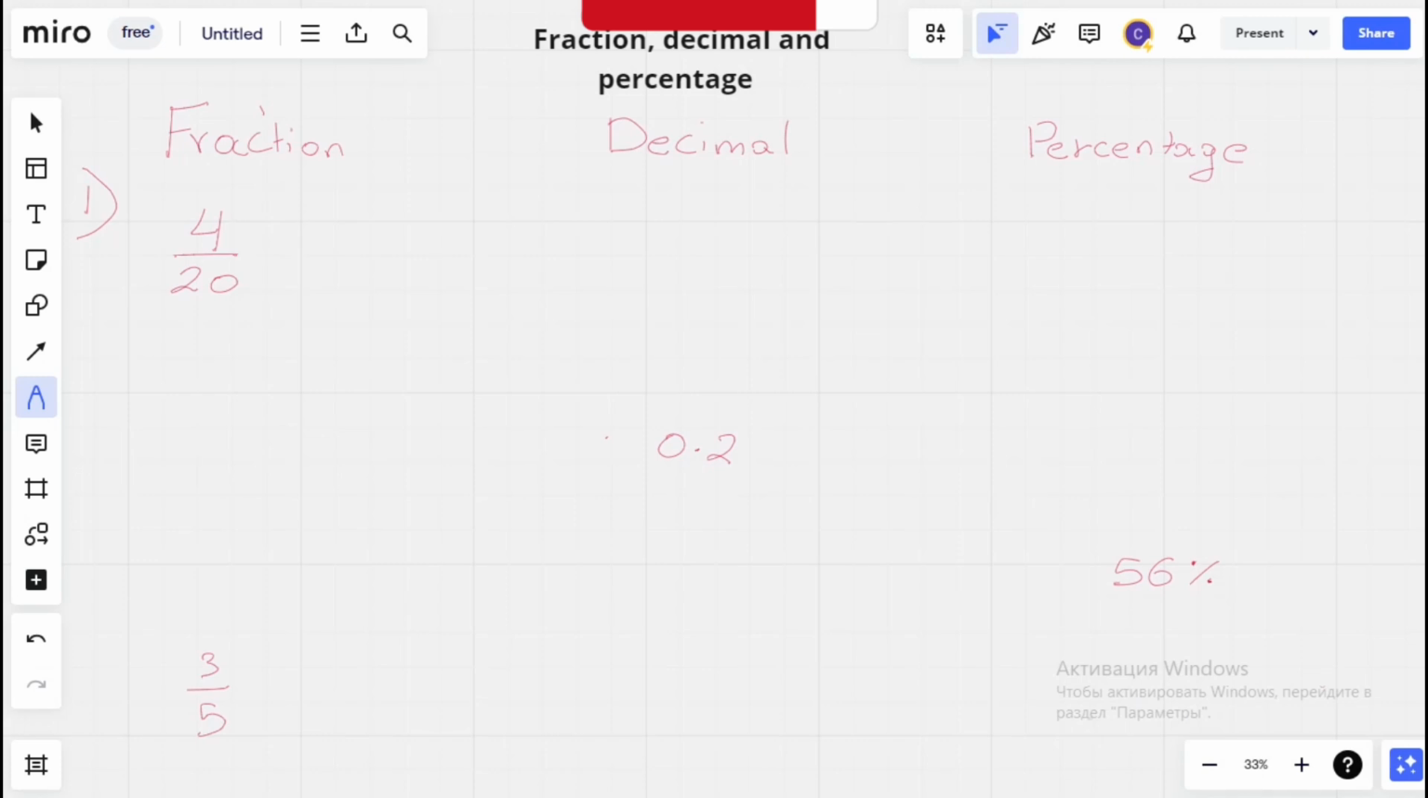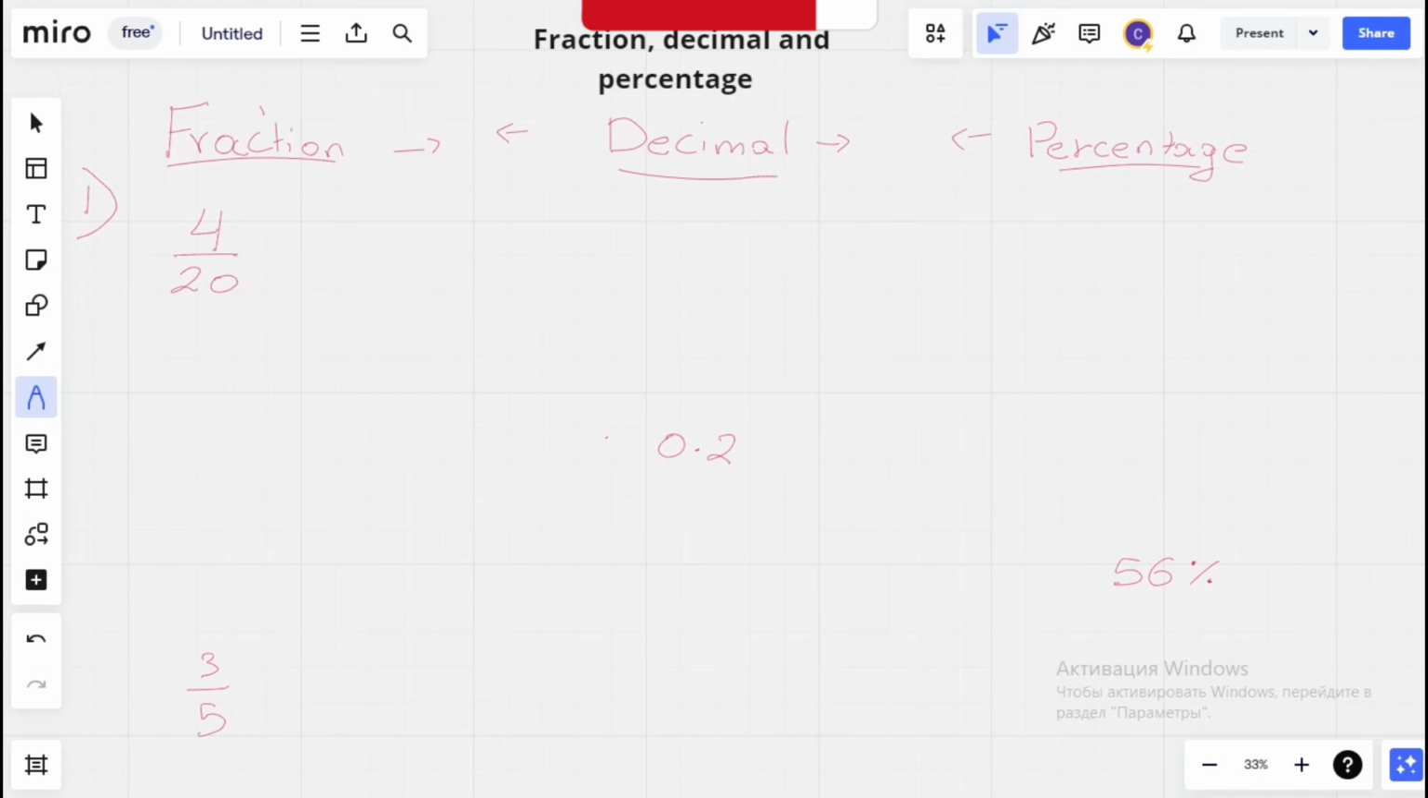Okay, so now we have fraction, decimal, and percentage. How do we convert a fraction into a decimal, and a decimal to a percentage, or a percentage into a decimal, or a percentage to a fraction, and vice versa? So how do we convert all these things?